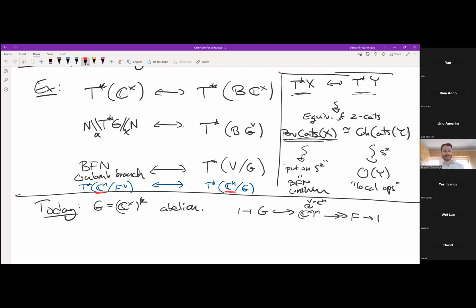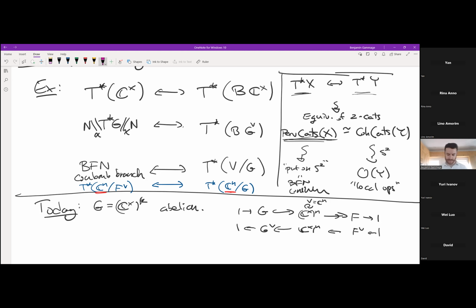And so if C star to the n naturally acts on V, then the dual naturally acts on V check. So I have this dual exact sequence: F check, C star to the n acting on V check, going to G check. This is the kind of duality which I'll be talking about in this talk.